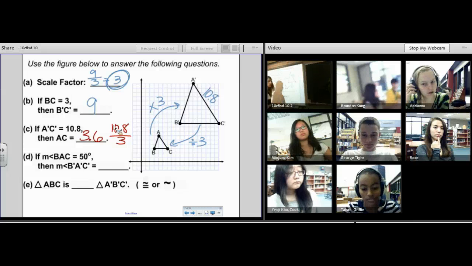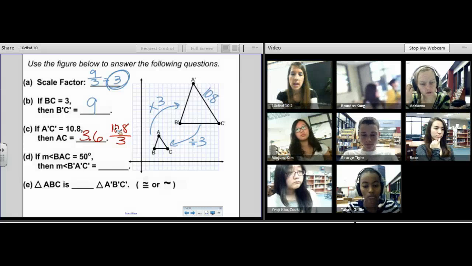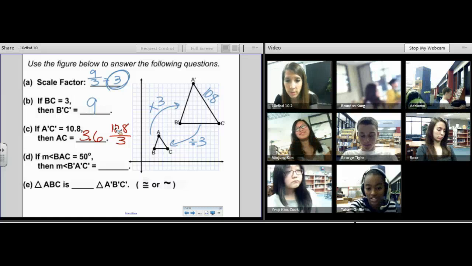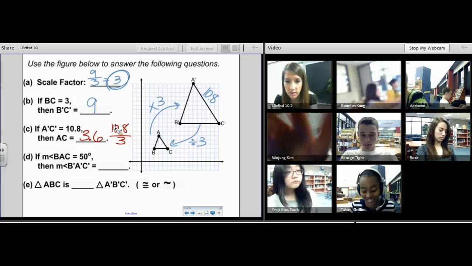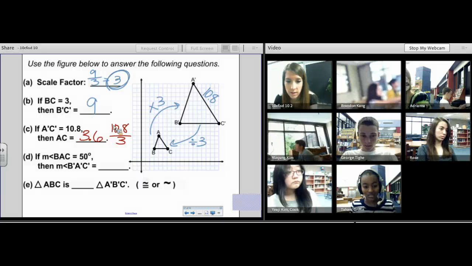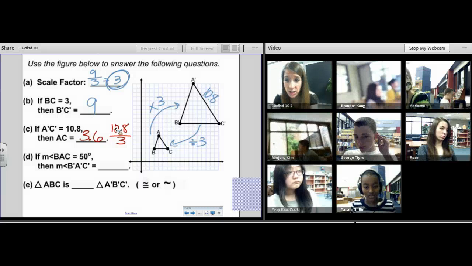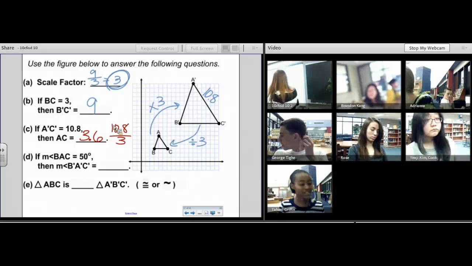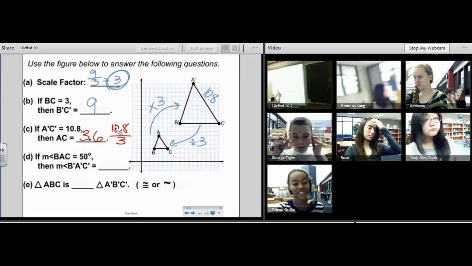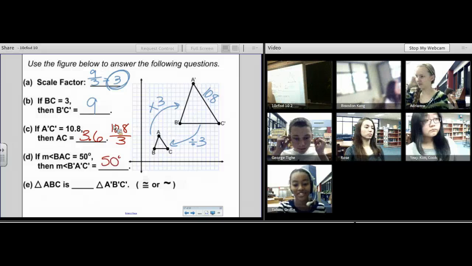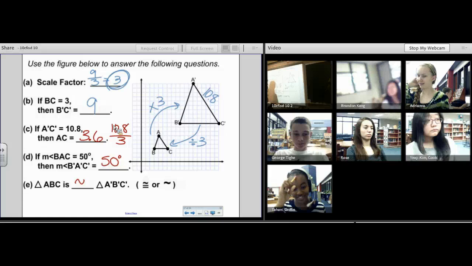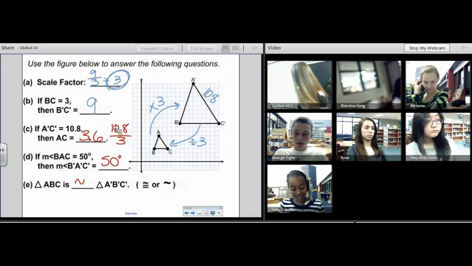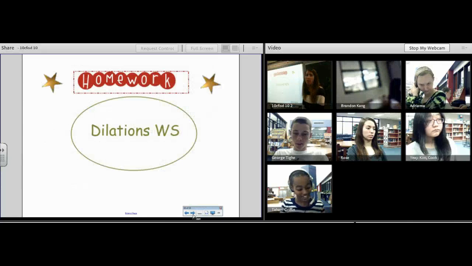And then Albert, what's one of the things we wrote in our notes at the very beginning about the angles? Yeah, the angles do not change. The angles do not change. They don't get larger, okay, because their figures are similar. So the angles don't change, so it's 50, and that is similar. Moving on. Oh, we're done. Yay!